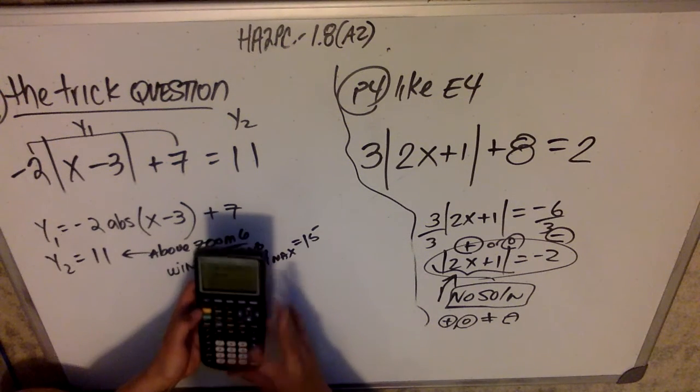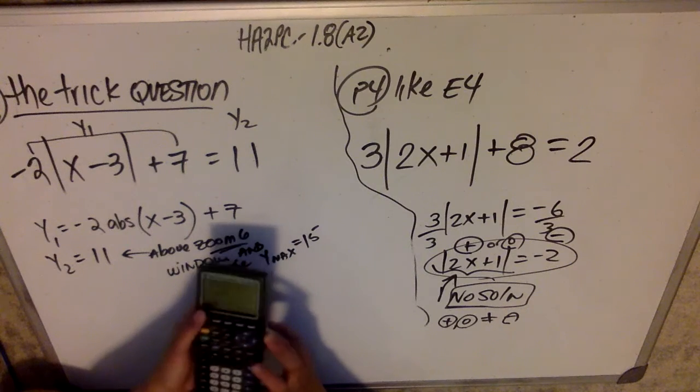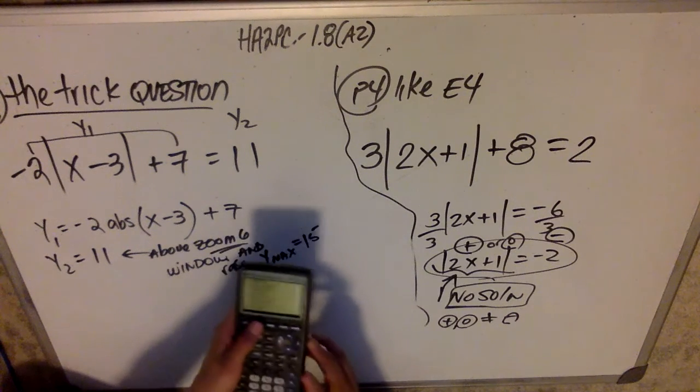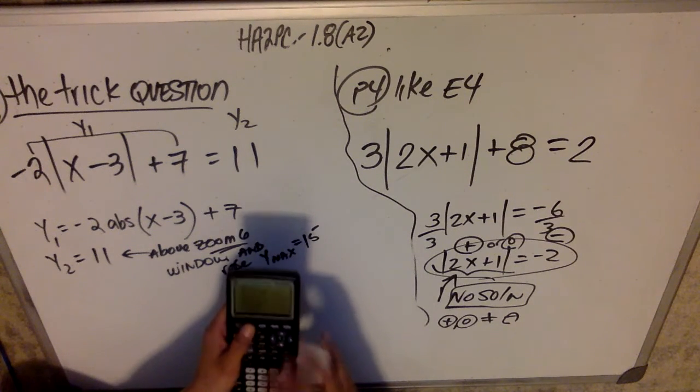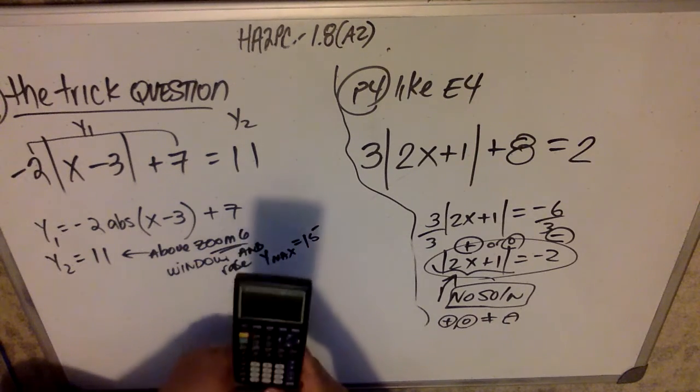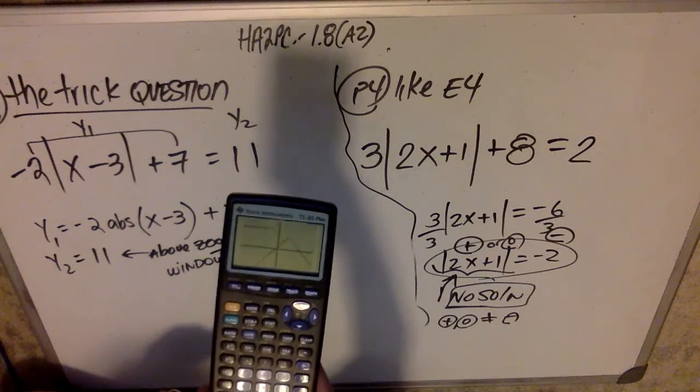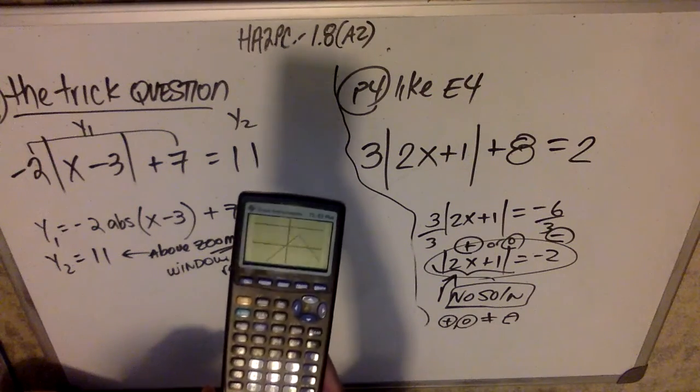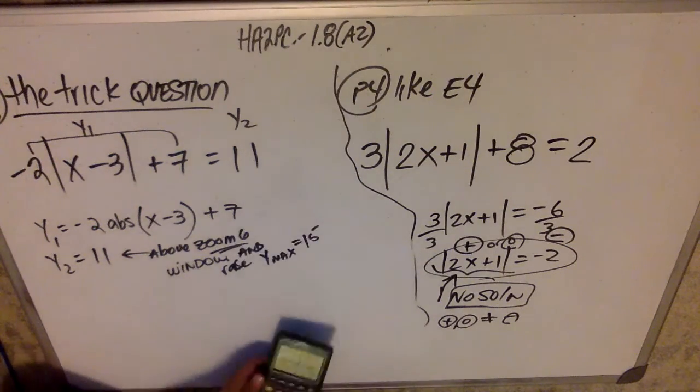And then I'm going to pick an 11. Since I know that 11 is going to be too high in my window, I'm going to go to window, right? There's a button for window, and I'm going to go to y max, and I'm going to make it a 15. That'll make me able to see that 11. And now when I graph it, what you're going to find is you're going to see a graph that doesn't intersect.